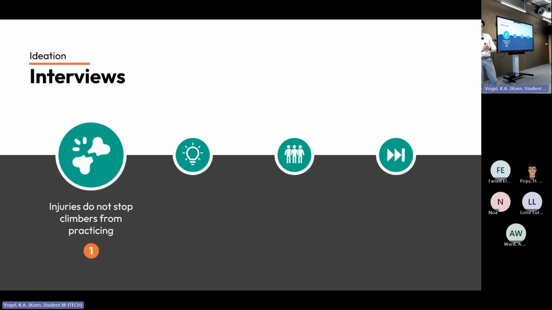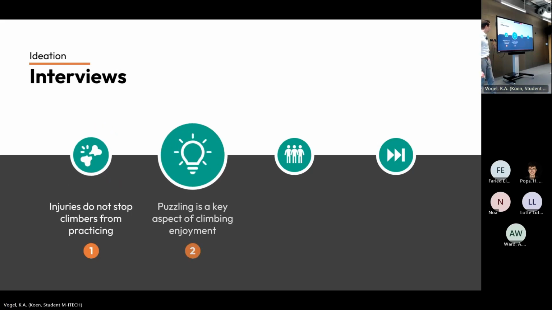And just because of ambition, but also just for fun. Second is that puzzling is a key aspect of the climbing environment. And with puzzling, I really mean the cognitive task of figuring out what kind of techniques you're doing on the wall to accomplish a certain route, which is really part of the challenge of climbing. And it's very important if you're designing any form of system that gives feedback to the user, as you should not spoil this process.